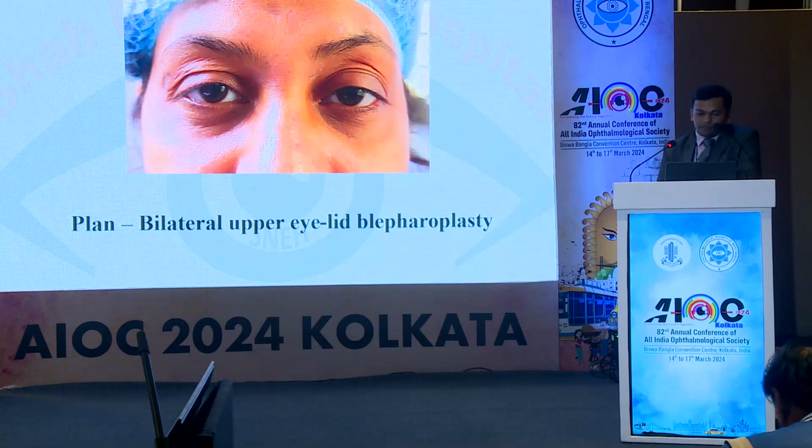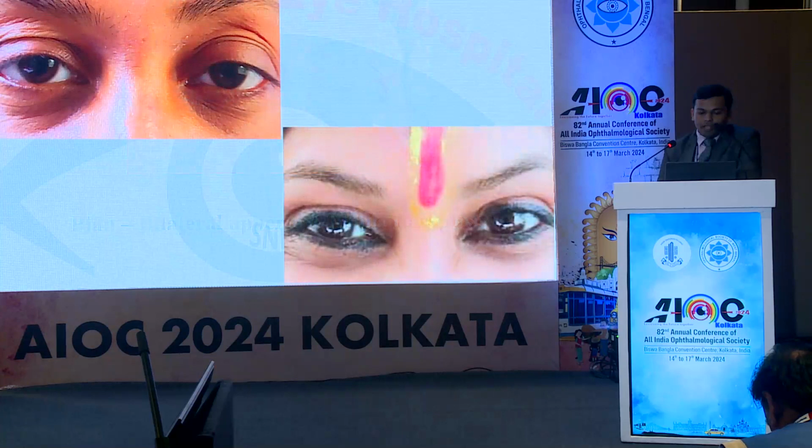So these were her results. Actually, this is a follow-up at 1 year. She had sent this photo to us saying that she's very happy and she looks 25 from her age of 45. And she was not bothered by her tear trough deformity or anything.